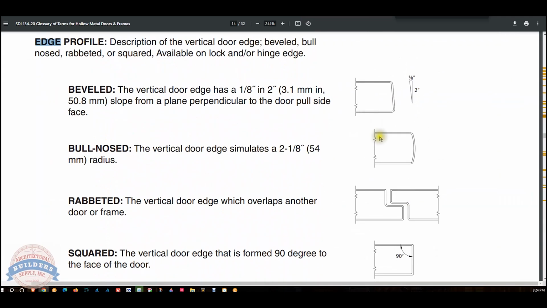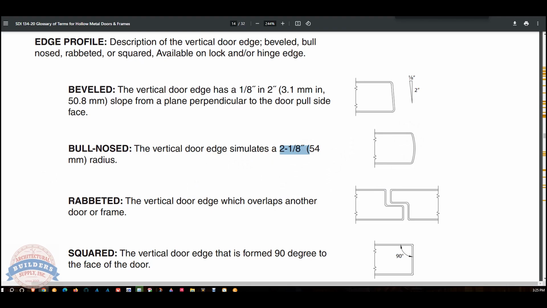These four ways to treat the edge of a door are the ways that I also use to illustrate how the doors are different when I'm discussing backset. So, bullnosed, the vertical door edge simulates a 2 1/8 inch radius. Well, I didn't know that dimension, 2 1/8 inch, was the hard-coded dimension for that. So what they're talking about there is this.